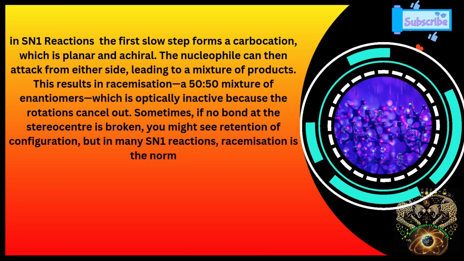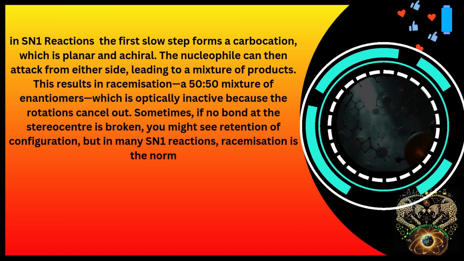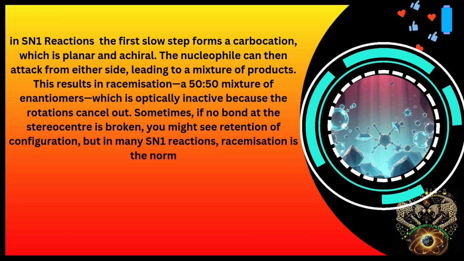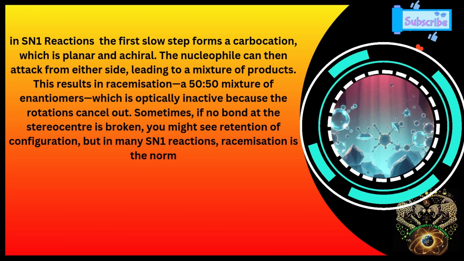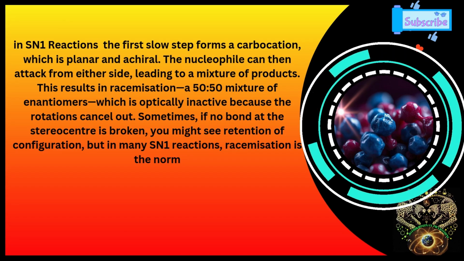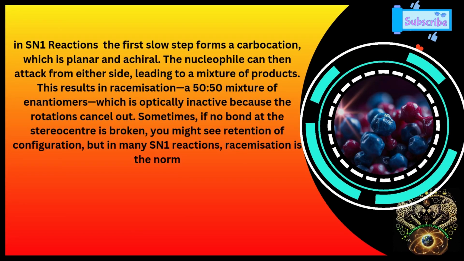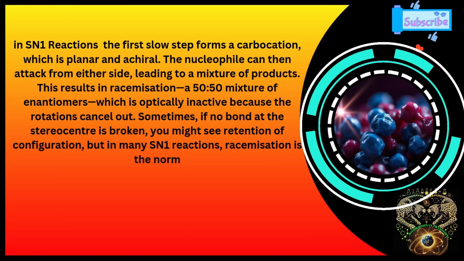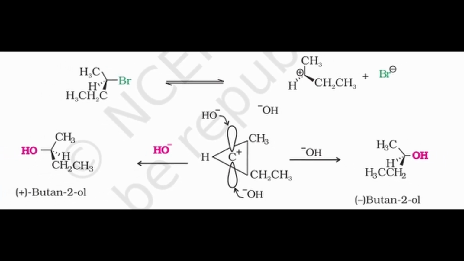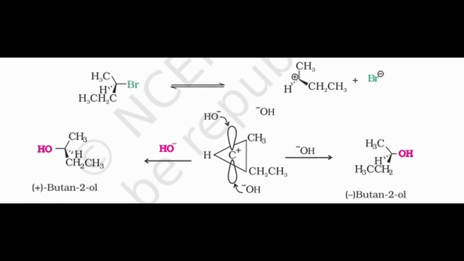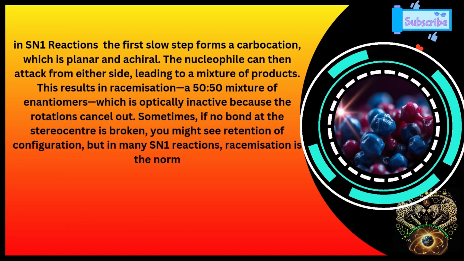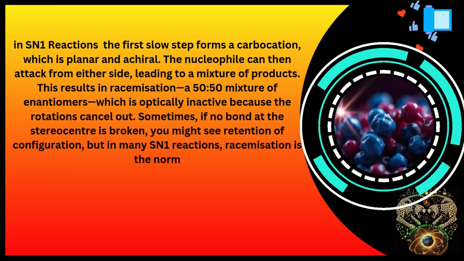In SN1 reaction, the first slow step forms a carbocation, which is planar and achiral. The nucleophile can then attack from either side, leading to a mixture of products. This results in racemization, a 50:50 mixture of enantiomers, which is optically inactive because the rotation cancels out. Sometimes, if no bond at the stereo center is broken, you might see retention of configuration. But in many SN1 reactions, racemization is the norm.